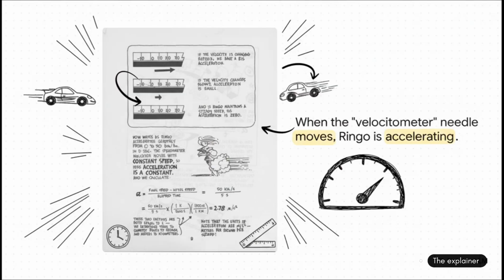Take a look at Ringo's special gadget, the velocimeter. If that needle is perfectly still, his acceleration is 0, even if he's flying down the highway. But the second that needle starts to twitch, either up or down, boom, he's accelerating. And the faster that needle moves, the bigger his acceleration is.